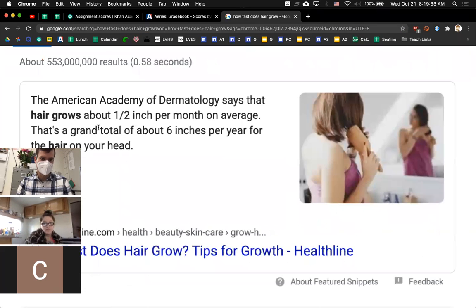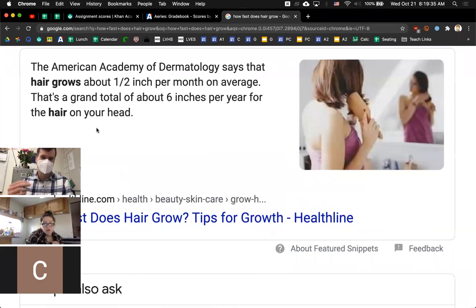And hey, check it out. The American Academy of Dermatology says that hair grows about 1/2 inch per month on average. So that's a pretty accurate number. That means if you have 6 inches of hair, that's a year's worth of hair. So I don't have 6. If you're a girl, you can pull it out and measure 6 inches and be like, that's a year, right? Or if you have awesome hair, then you can do it too.